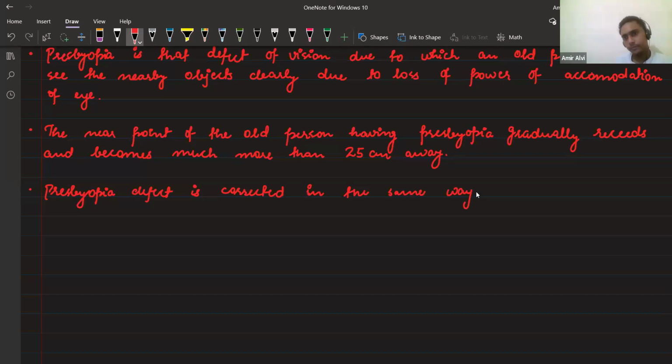Same way. Hypermetropia. By using spectacles having convex lens.